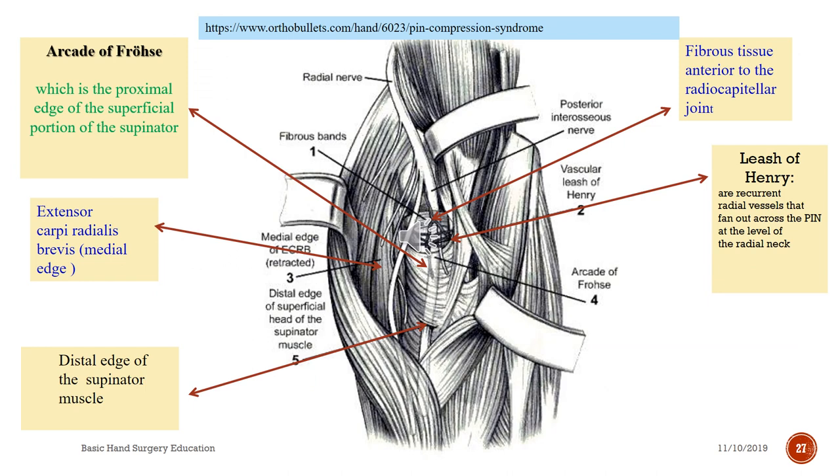A very great didactic illustration. Look at the arcade of Frohse. Look at the extensor carpi radialis brevis medial edge, the distal edge of the supinator muscle, the leash of Henry, and fibrous tissue anterior to the radiocapitellar joint. Carefully study this figure.